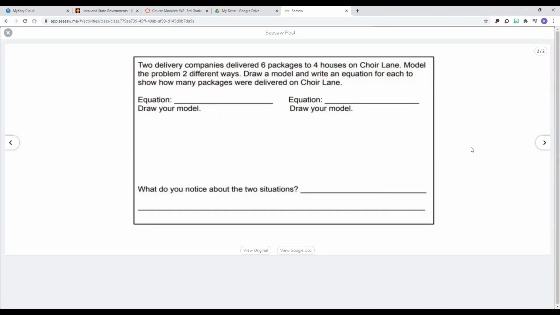Problem number 2 says, 2 delivery companies delivered 6 packages to 4 houses on Choir Lane. Model the problem 2 different ways. Draw a model and write an equation for each to show how many packages were delivered to Choir Lane. So on this one, right, you're going to write 1 as the equation one way, and then just like I showed you, you're going to flip it on the other side. Okay. Does anybody have any questions? Yes.